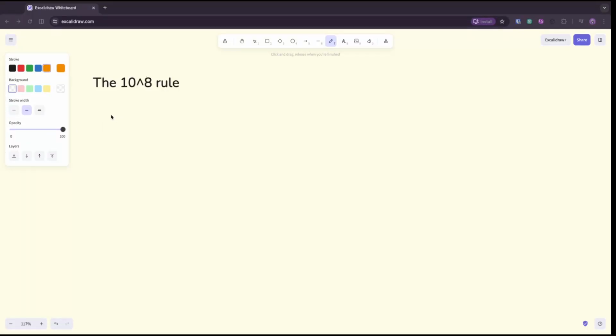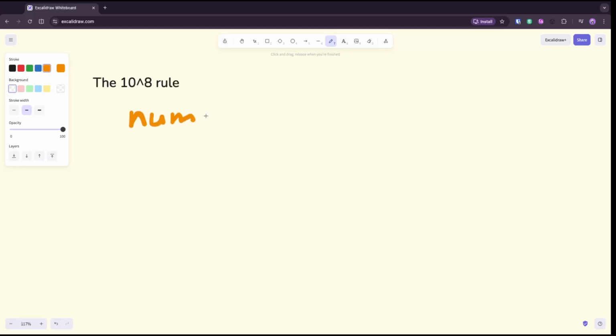Hello. Today, let me walk you through the 10 to the power of 8 rule. When we try to solve a programming problem, we have to compare solutions. For example, the duplicate integer problem. What is the duplicate integer problem?